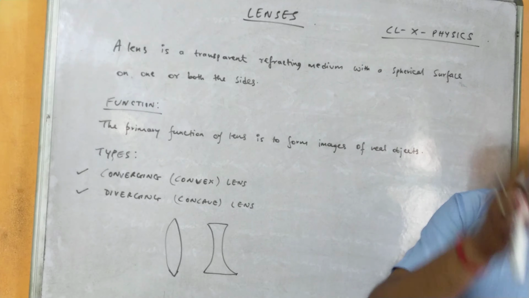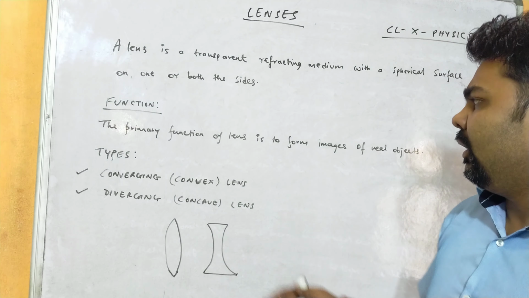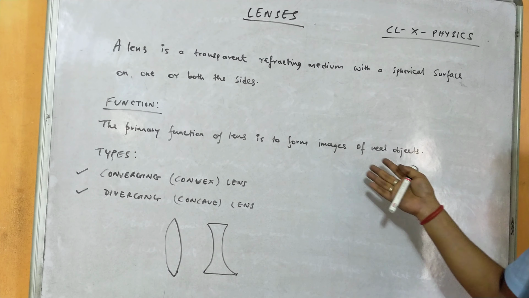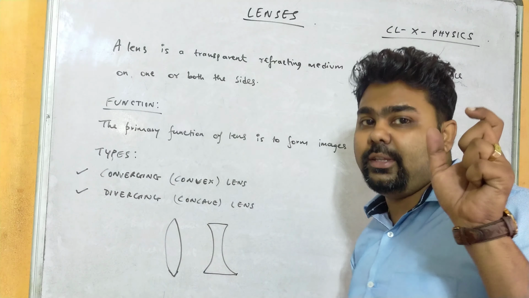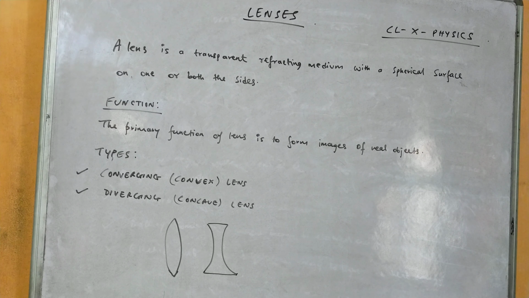Okay, if it is asked what is the primary function of lens, why do we use lens here? The primary function of lens is to form images of the real object. To get the images of the real object, we always use lens, right?